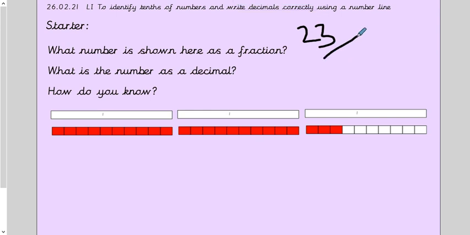So we have 23 and the shape has been split into 10 equal parts, so 23 tenths. That could also be written as 2 wholes and 3 tenths. Either one's correct. That's just an improper fraction, and that's a mixed number fraction because we have 2 wholes and then 1, 2, 3 tenths.